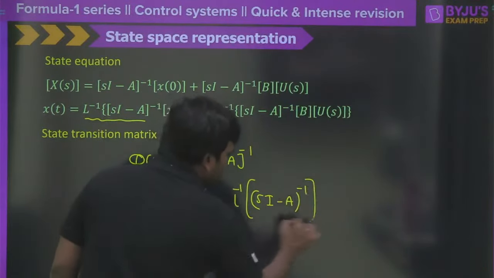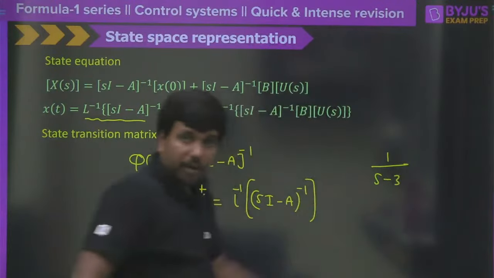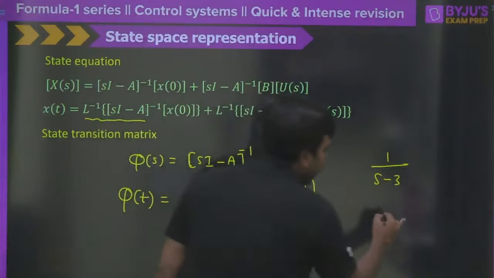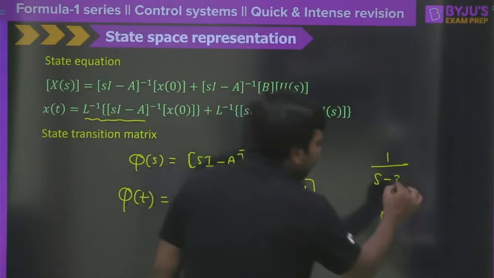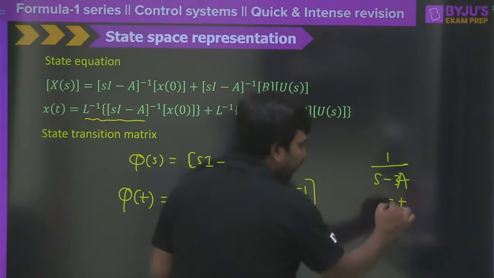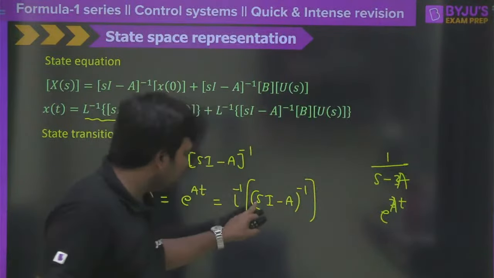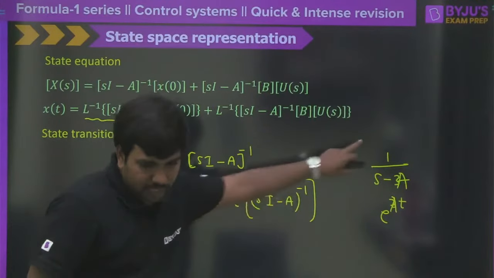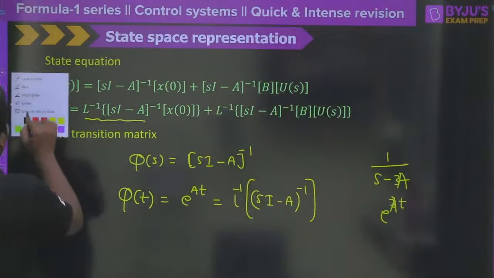Clear? So have you remembered that whenever we have 1 by (s minus 3), the inverse Laplace of this is e power 3t, correct? Now instead of 3, if I have A here, then what should I say? e power At, just like that. 1 by (s minus a) is nothing but (sI minus A) whole inverse. If you take the inverse, that is how you will get it, correct? Easy way to understand, no need to complicate this.